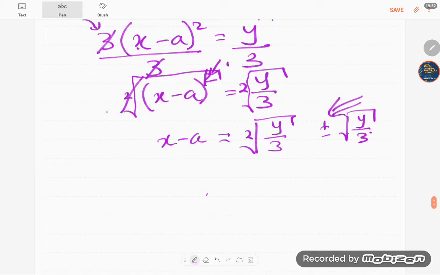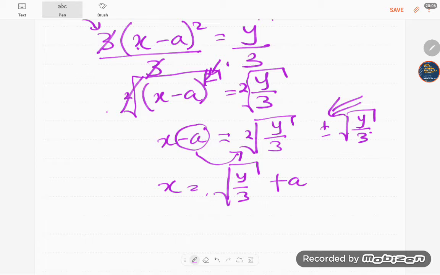Now, how do I get my a to the other side? I can add a on both sides. Or I can just do what we do at school, just transfer it to the other side, then it becomes a plus a. So that gives me x is equal to the square root of y over 3, plus a. Notice how I left out the 2 on the square root sign, because it's not necessary. Any other root you'll have to show, but for the square root, it's by default known that if you have the square root sign, then it's automatically a 2.